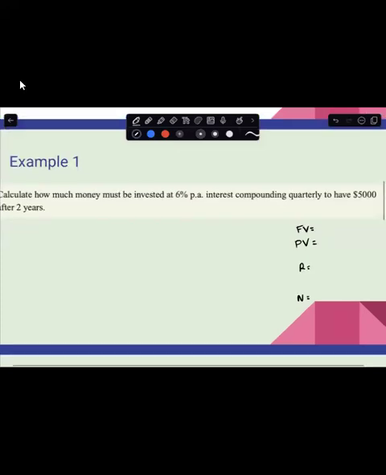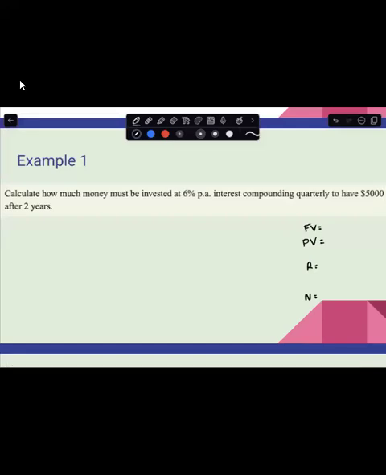So what we're going to do is break down the question. This question says, calculate how much money must be invested. Whenever you come across the word invested, it basically means you're trying to find PV, your present value, what you started with. So you're trying to find your PV at 6% per annum, so per year. Compounding quarterly, so this is important information.